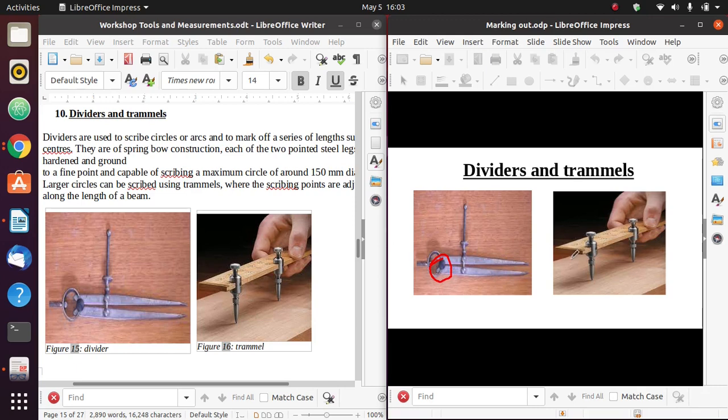Now if I want to draw beyond that, what I use is a trammel. A trammel is essentially a scale on a beam. There is a scale marked on the beam. It might be metallic, it might be wooden. We have two legs. For example, if this is a wooden one, I might have a pencil.